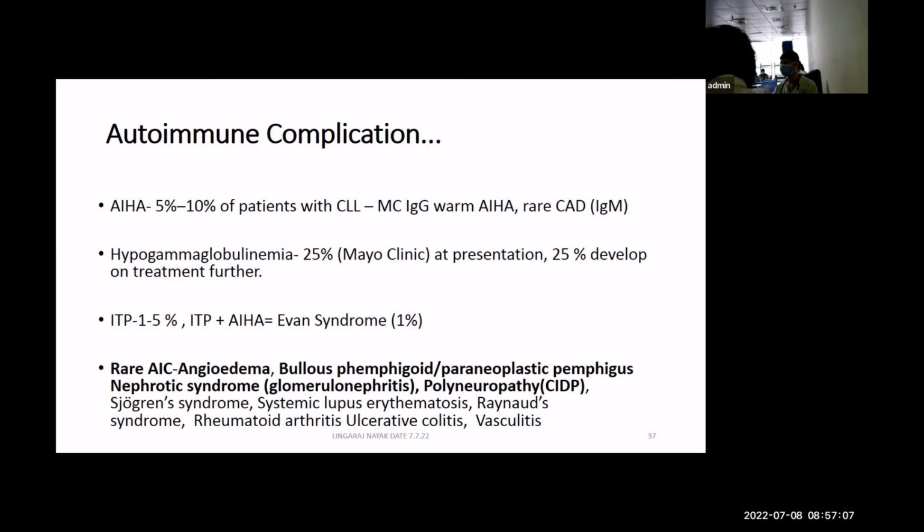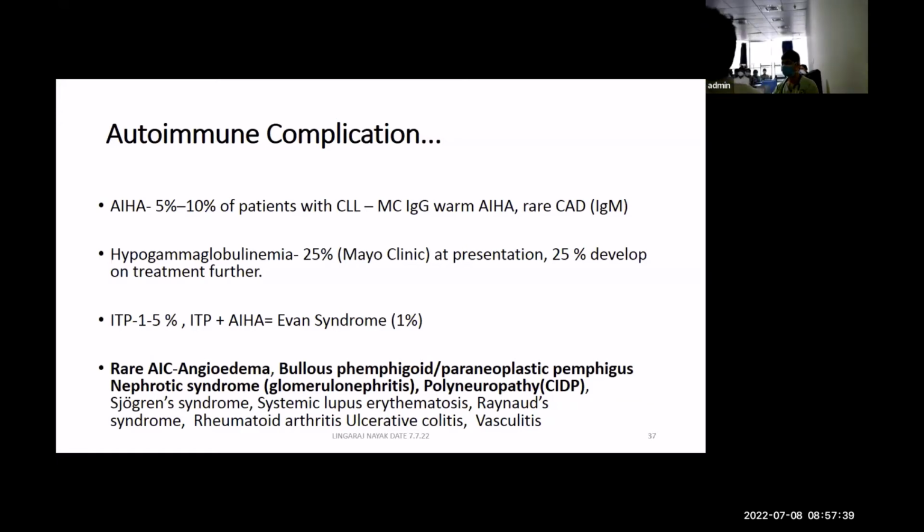Hypogammaglobulinemia is seen in almost 25% of patients. In my clinic, Mayo Clinic data, 25% again develop it further, but this percentage may vary depending on what cutoff they have used. If you use the cutoff of 600, or the cutoff of 400, but by and large, a pretty good number of patients do have hypogammaglobulinemia, and you should check the IgG levels when they come to you, because these patients are definitely prone to develop recurrent infection, and they do improve if you just replace them with immunoglobulins. Now, ITP can be seen in 1 to 5% of patients.